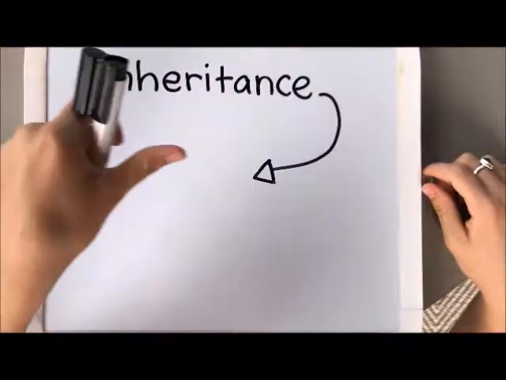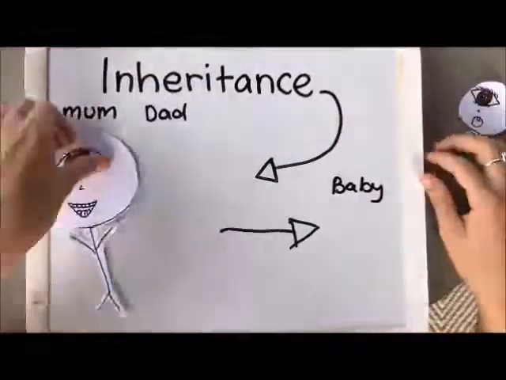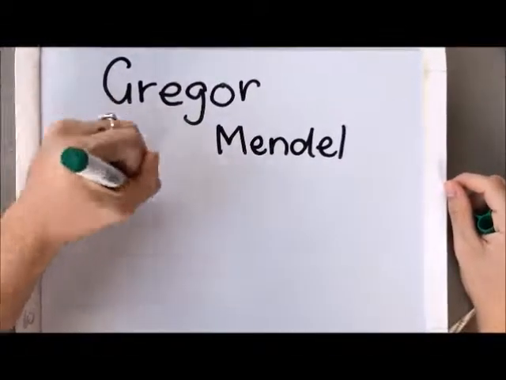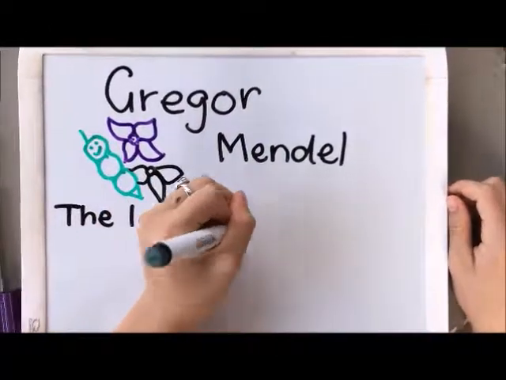Inheritance. Inheritance is a process by which genetic information is passed on from parent to child. This is why members of the same family tend to have similar characteristics. Gregor Mendel, through his work on pea plants, discovered the fundamental laws of inheritance. He deduced that genes come in pairs and are inherited as distinct units, one from each parent.